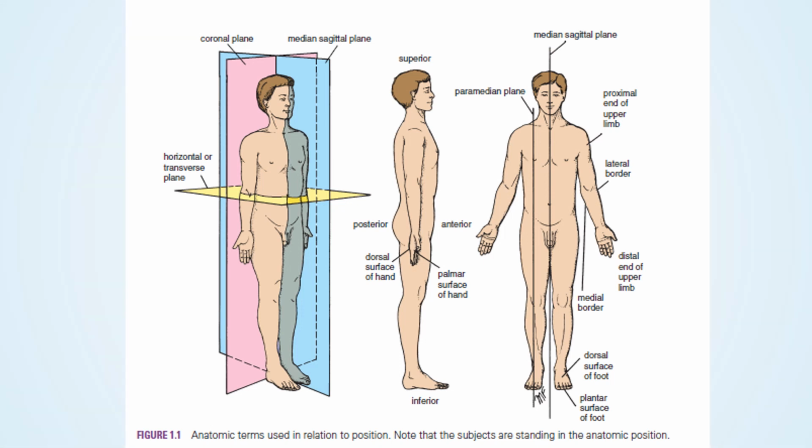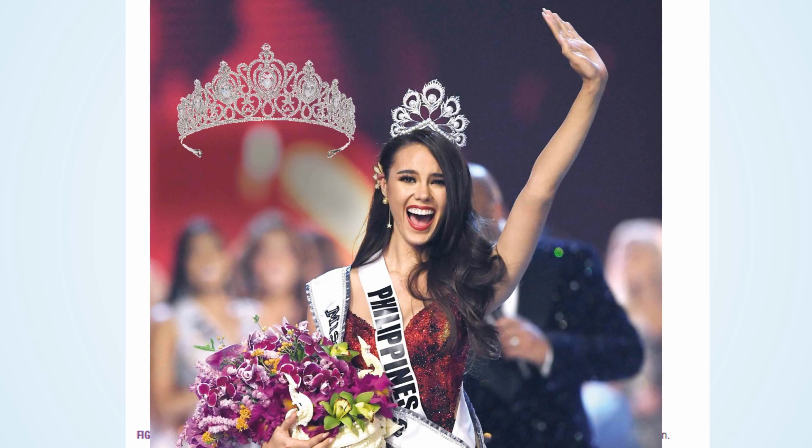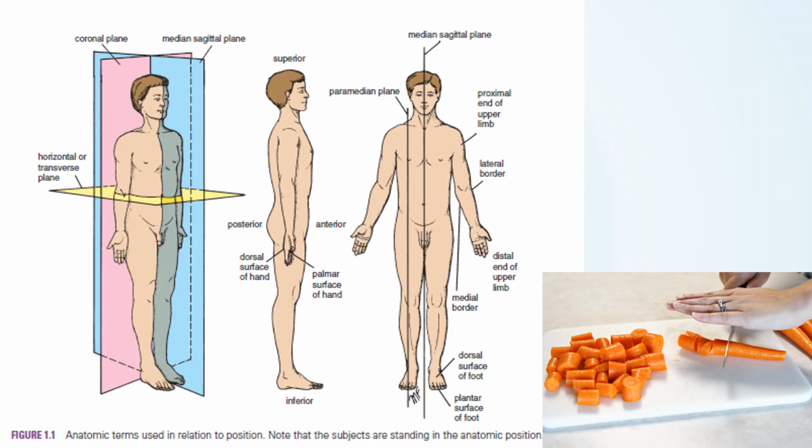The coronal plane divides the body into front and back. You can remember it by thinking of a tiara-style crown or a corona, which is heavily decorated on the front and bare in the back. The transverse plane is also known as a horizontal plane. It is perpendicular to the long axis of the body and parallel to the ground. This divides the body into superior and inferior aspects, like this carrot being cut through its horizontal plane.